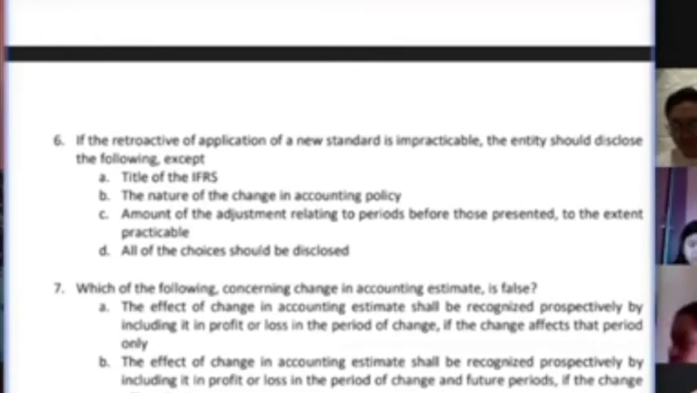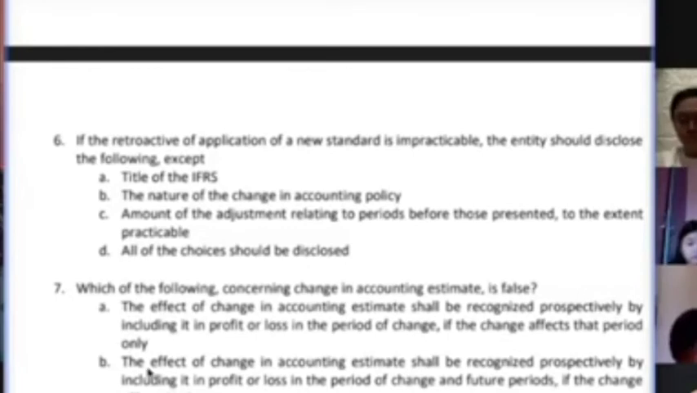Again, class, my point is, a common misconception is that when we are talking about prospective application, it is always applied now and in the future. But again, there's another type of prospective application in which the change is only applied now. It is not applied in future periods. And it makes sense, class, because it's possible for changes to affect only the current period. If it does not affect future periods, class, there's no need to apply the change in those future periods.